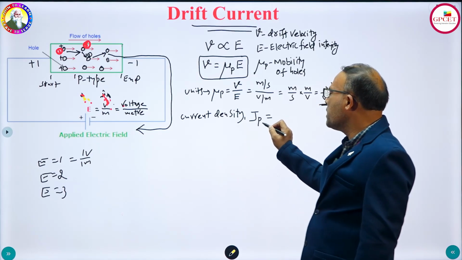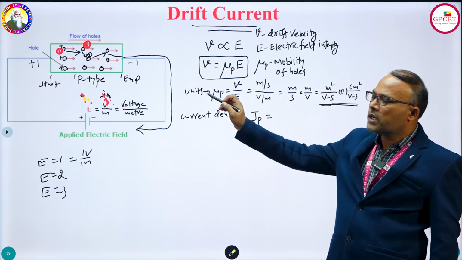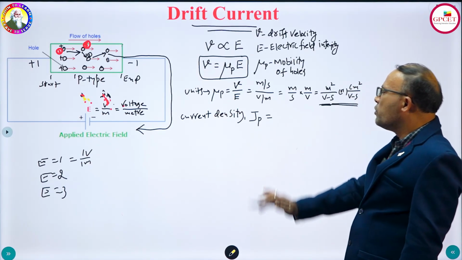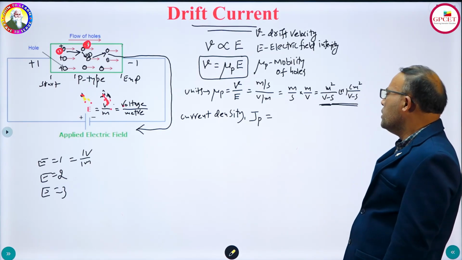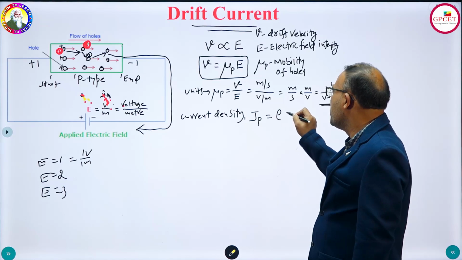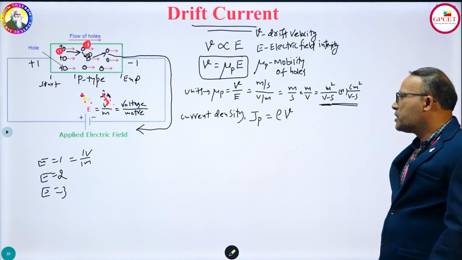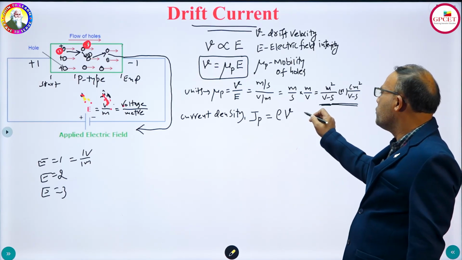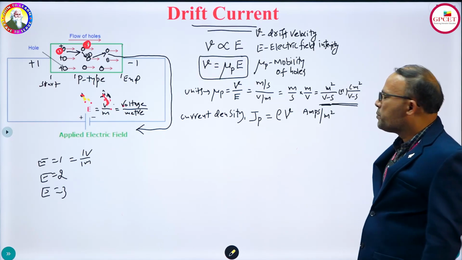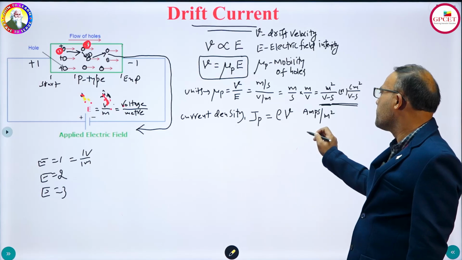Jp, because I am writing P here. J means current density and it is due to holes, because we are considering here p-type semiconductor. So Jp is nothing but equal to rho into V. The original equation for current density is rho into V and its units are amperes per meter square. What is rho? Rho is called charge density.